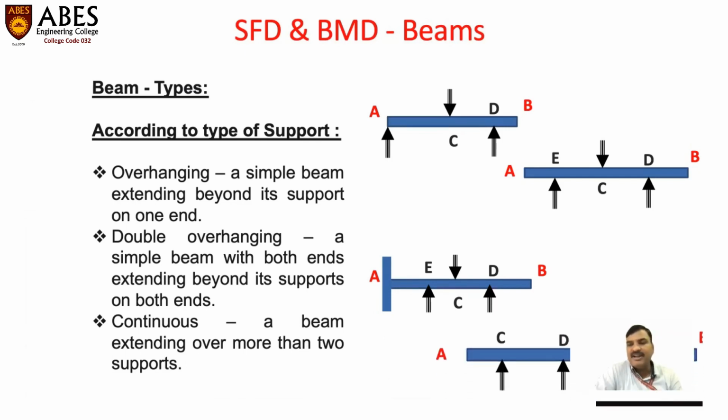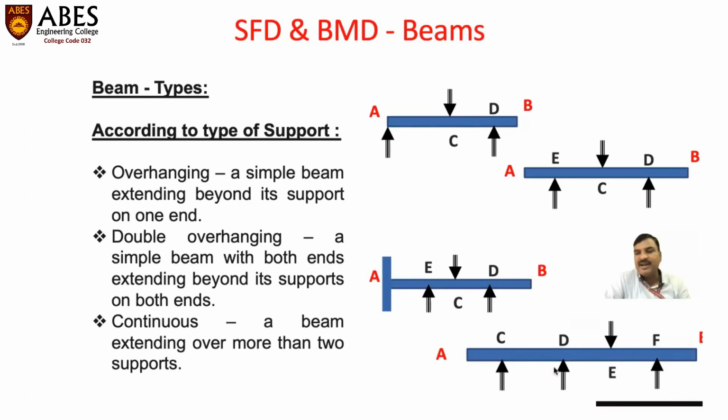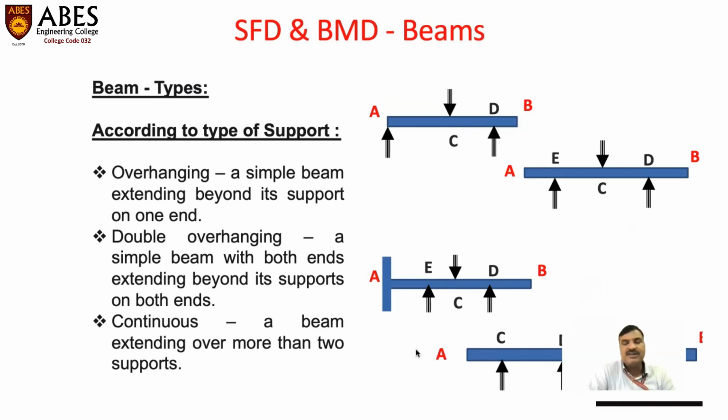We can have another variation in this. This variation is something like this. Here we have three continuous supports, and we can have n number of continuous supports. And this type of beam we will discuss in our future studies.